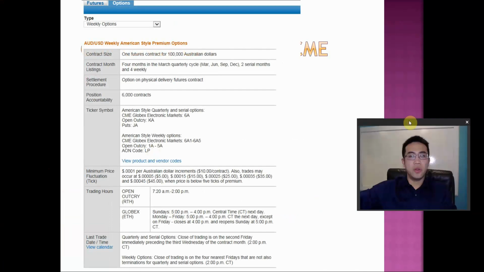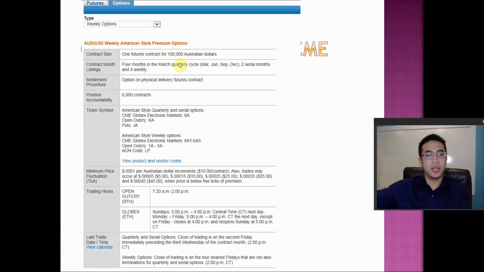Right here, you are looking at a specification of a currency option. The underlying asset is the Australian dollar. You can see for each of these options, although it says futures contract, clearly this is for options. You see option is highlighted. The size is 100,000 Australian dollars, and the contract month could be March, June, September, and December. It could be quarterly, it could be bi-monthly, it could also be four-weekly.